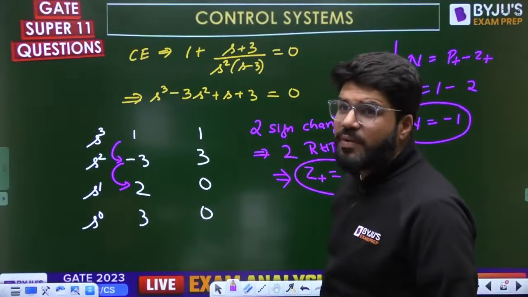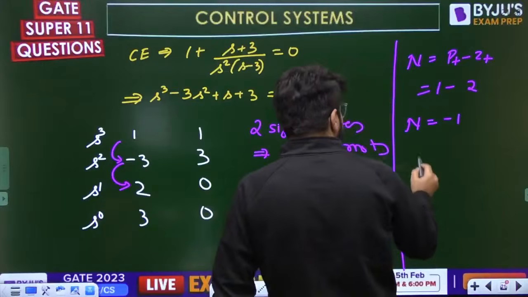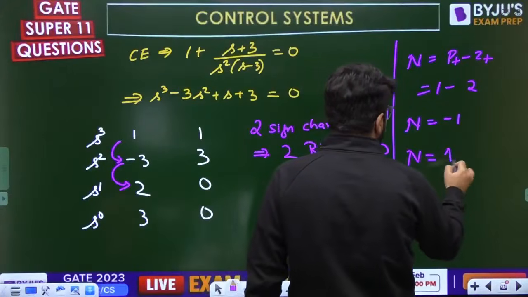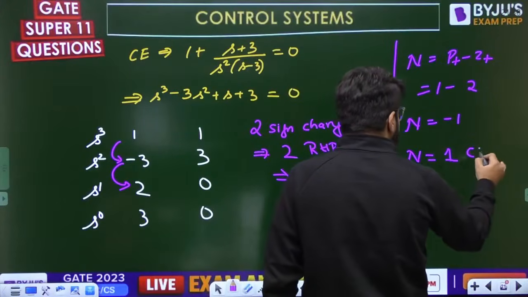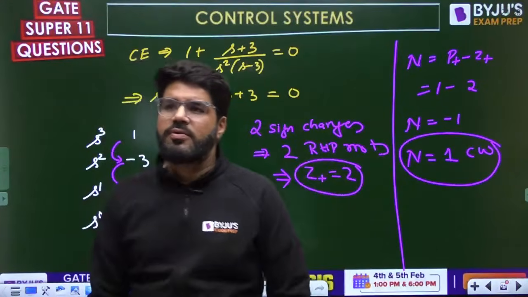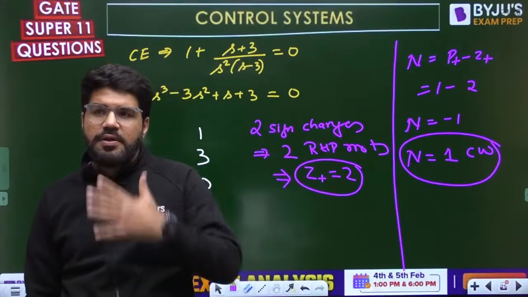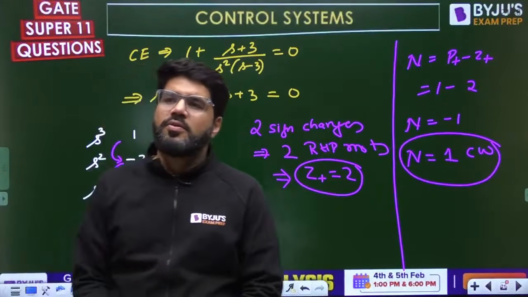Now what is the significance of -1? I told you, right? Minus means clockwise, right? Okay, it is once clockwise.